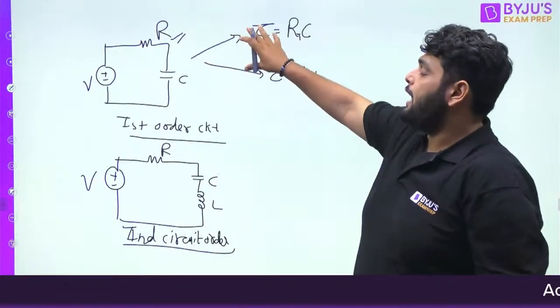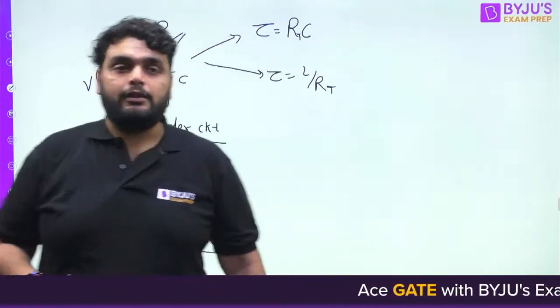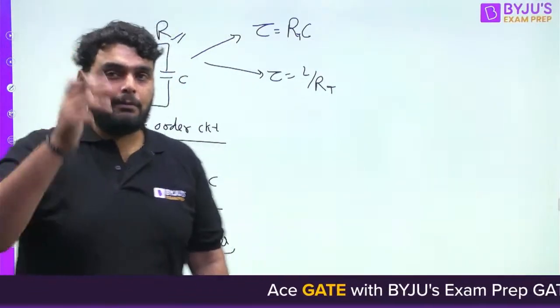In first order circuit, आप एकदम से निकाल सकते हो, कोई दिक्कत नहीं है. But what will happen for the second order circuit? How will you find out the time constant? Think about it. That's your homework.